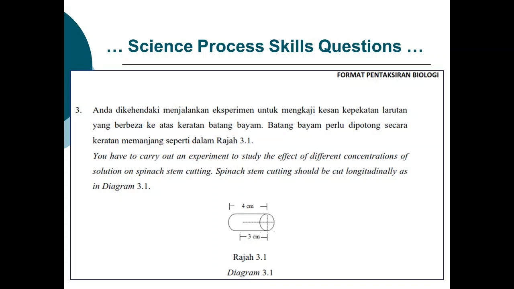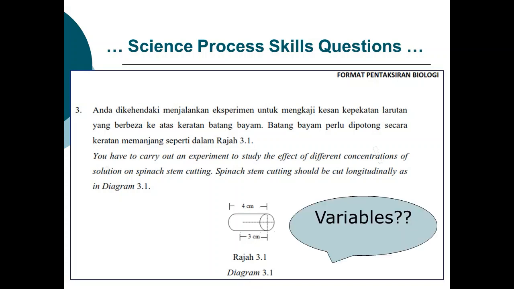Okay, so the MV is the concentration of solution, and the RV is the final look of the spinach stem, whereas the CV is the initial length of the spinach stem.